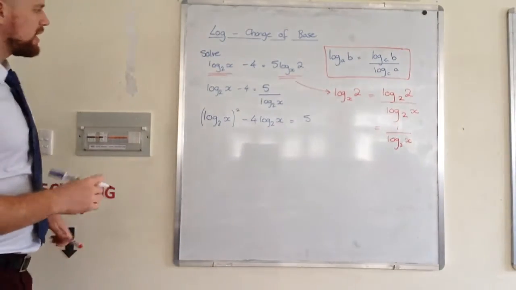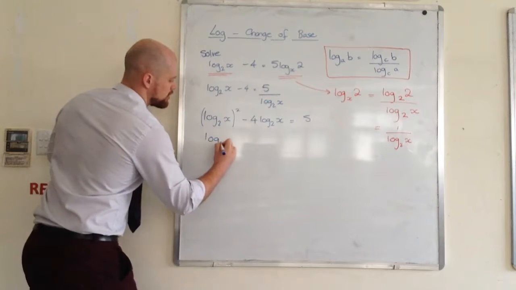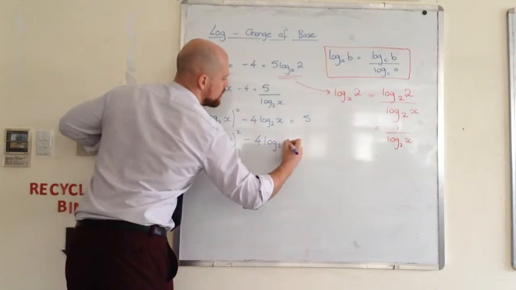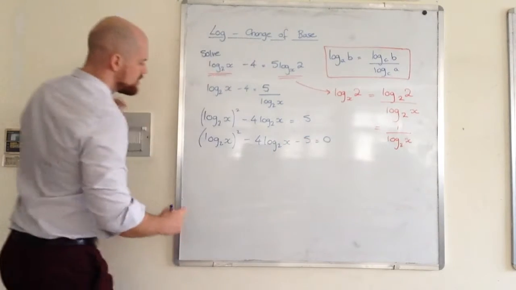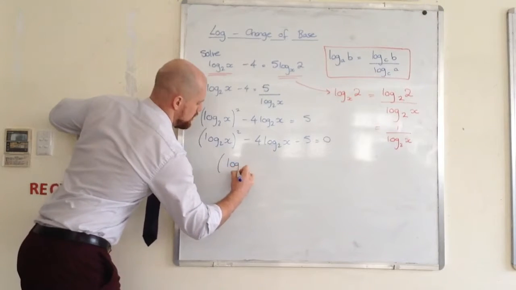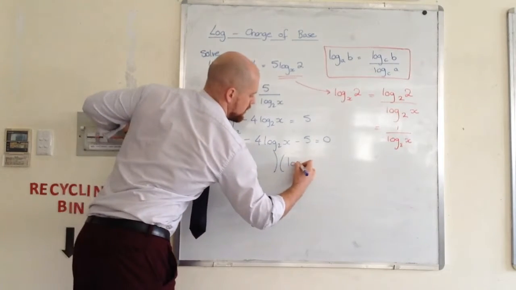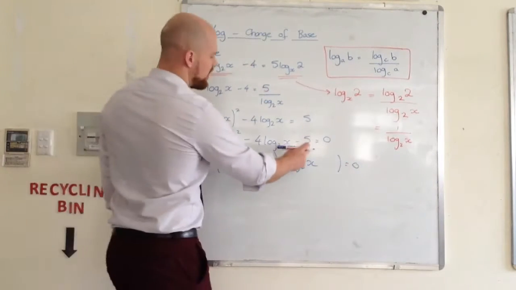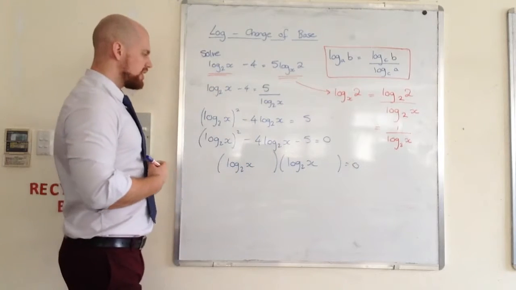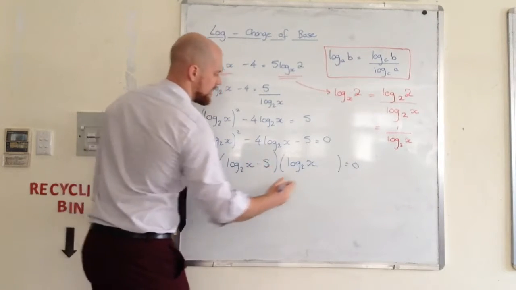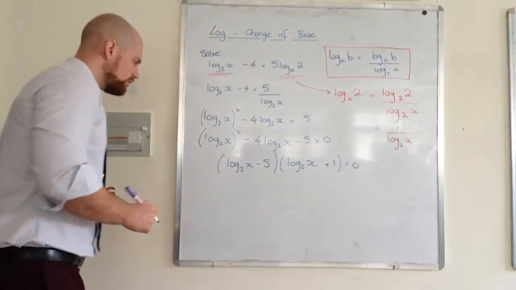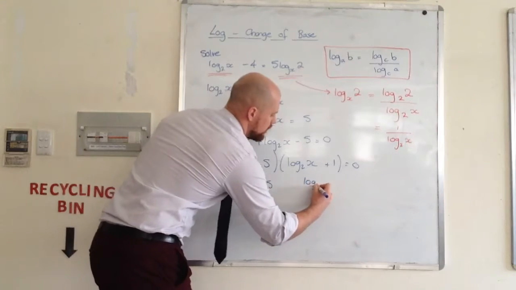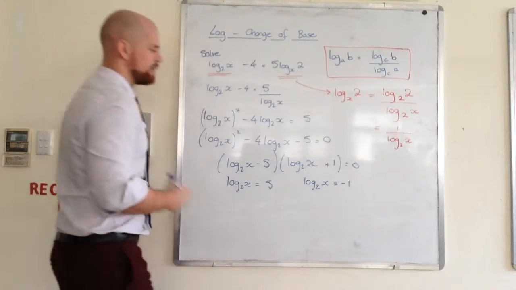Now, if you actually think about it, you have a quadratic here in log 2x. I have a squared term, I have the linear term, and I have the constant term. So that means I can factorise: log 2x, log 2x. Your numbers have to multiply to give minus 5 and add to give minus 4. Therefore, I take minus 5 and I take plus 1. So log 2x equals 5 and log 2x equals negative 1.